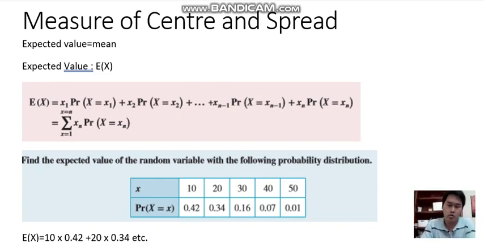Today we're going to be talking about measure of center and spread. In this sense, we're going to talk about probabilities, and later on you'll understand how this works.